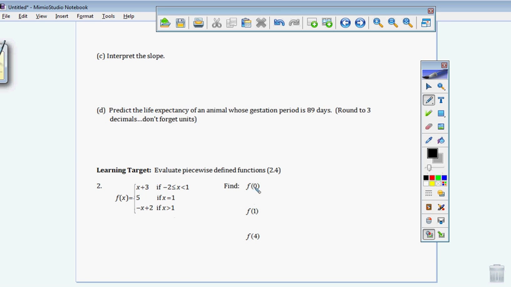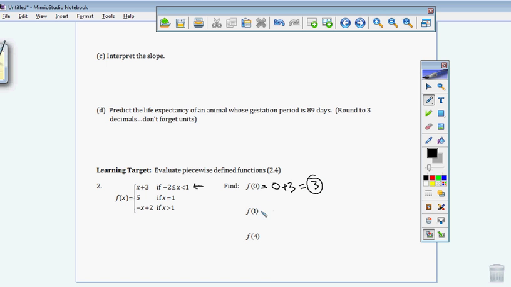So this first one says f of 0. Well, 0 will fit right between -2 and 1. That's where it's going to go. So what do we do? We plug it into this part of the function. Basically that's equivalent to x plus 3, or 0 plus 3, which gives us a value of 3.